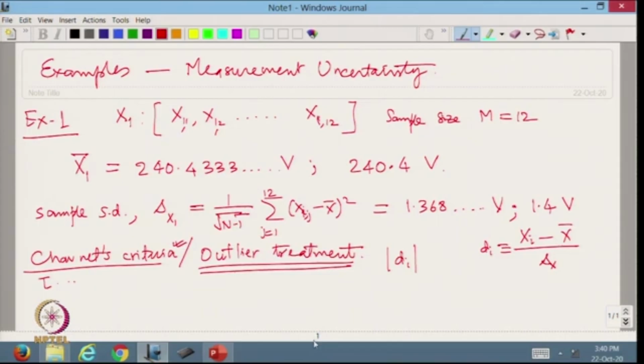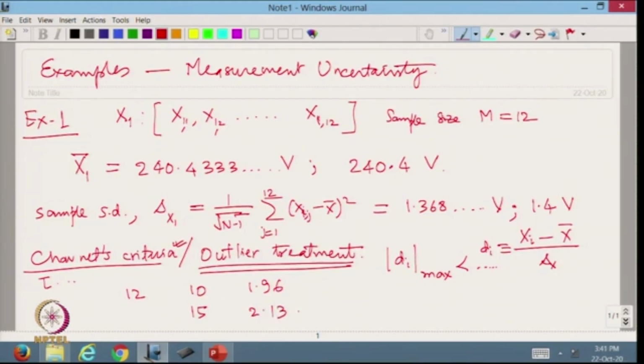Then, according to this criterion, the absolute maximum value must be less than something which depends on the sample size. So, our sample size is 12, and if you look up the table on Chauvenet's criterion, 12 is not listed. It says that for 10, the maximum allowable deviation is 1.96, and for 15 sample size, this is 2.13.